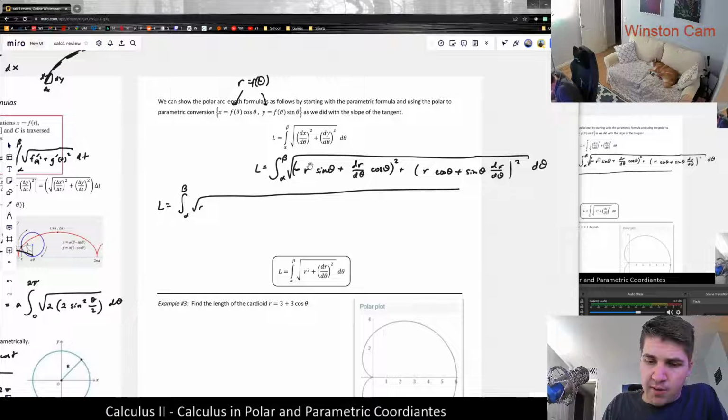We're going to have r squared sine squared theta. Then the inner product multiplied by 2, so this would be minus 2r dr d theta sine theta cosine theta. And then this squared would be dr d theta squared cosine squared theta.